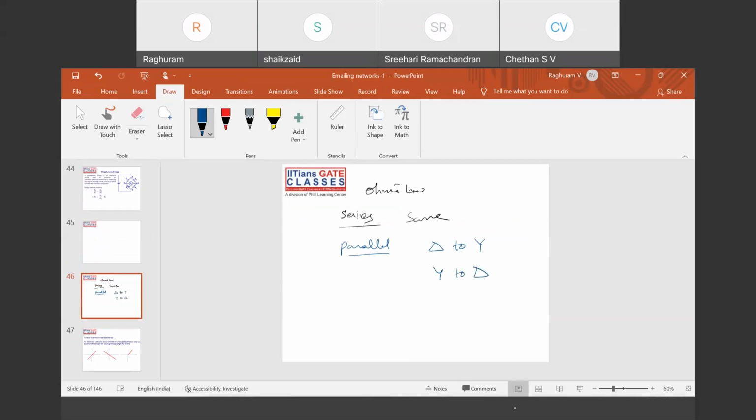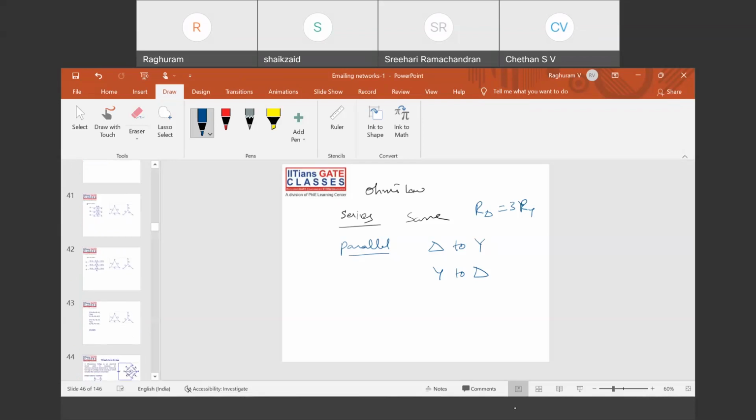These are different types of circuit connections. You just need to remember the formulas for delta to star and star to delta. We have seen that R delta is equal to 3 times R star, right? All these things we have seen. And what else have we seen?